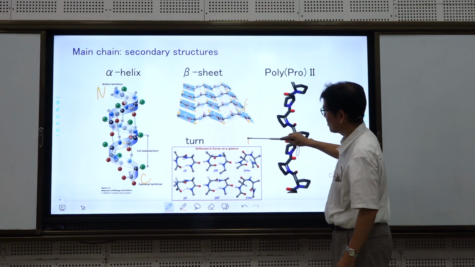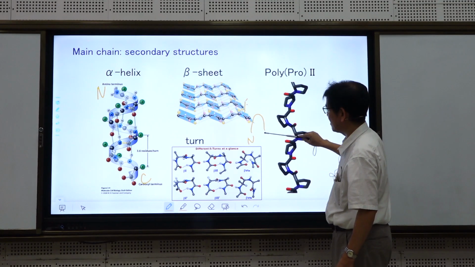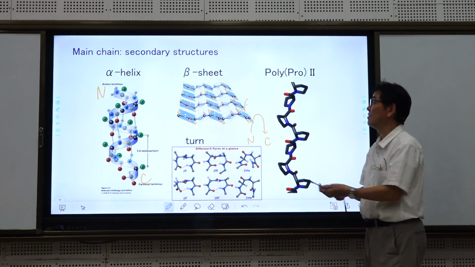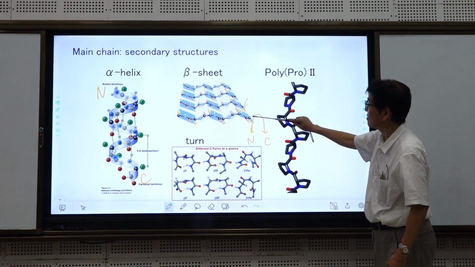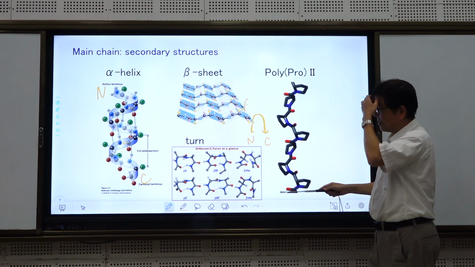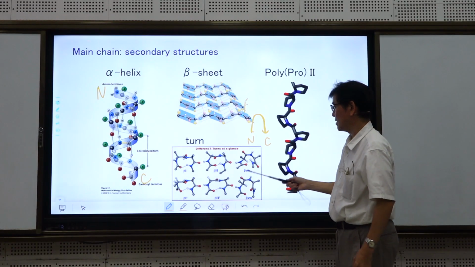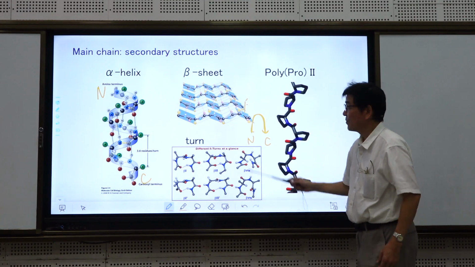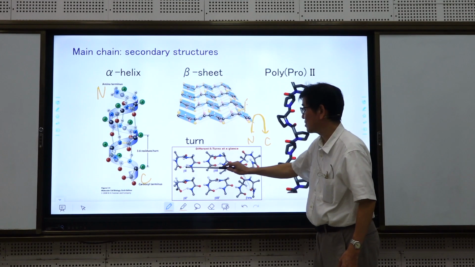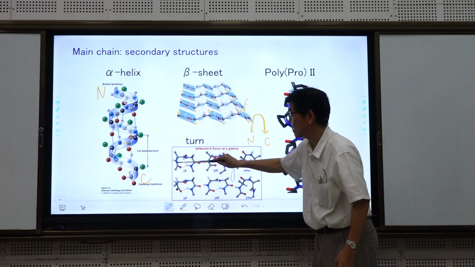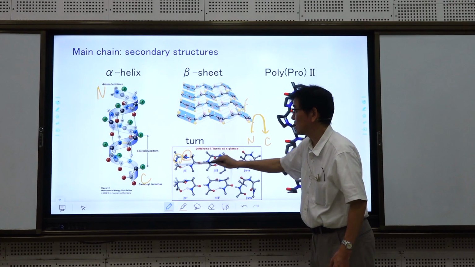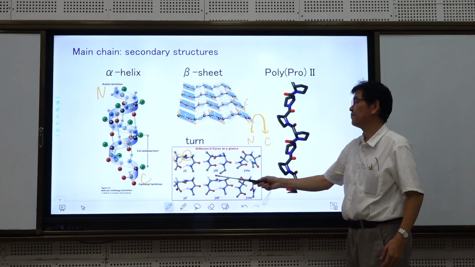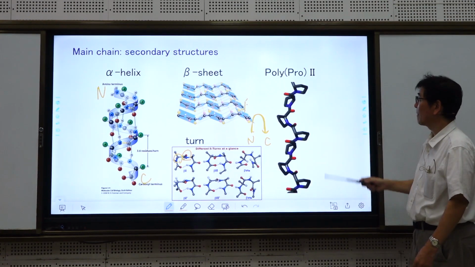Sometimes the direction of the peptide main chain turns to this, forming the turn structure. There are various turn structures: beta 1, beta 2, beta 6a, beta 1 prime, beta 2 prime. The difference is the position of the hydrogen bonding and the number of amino acids in this turn structure. And there are various turn structures.